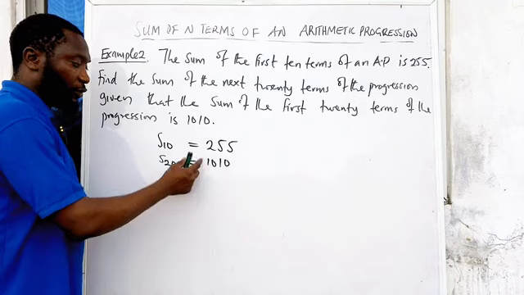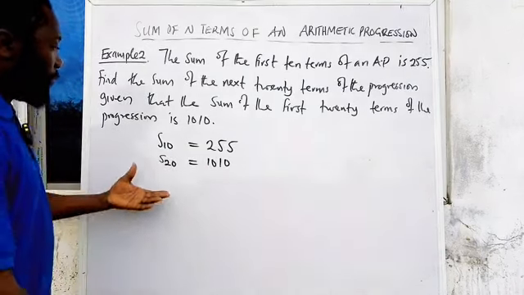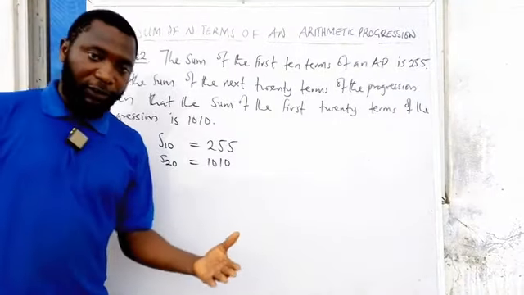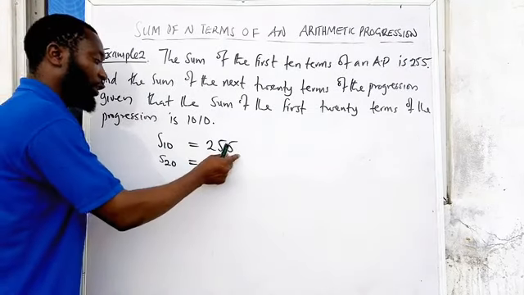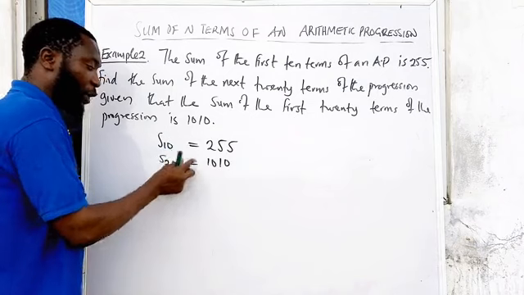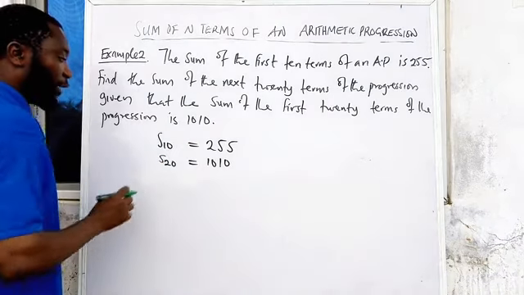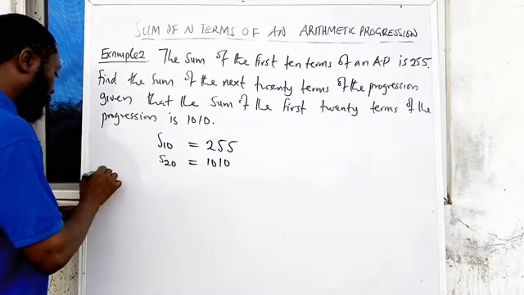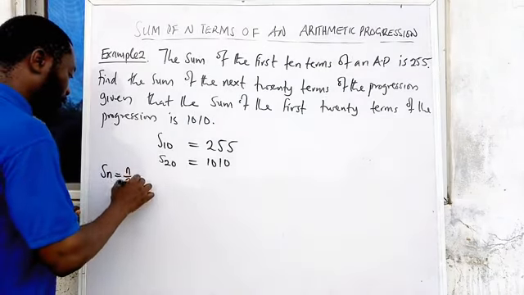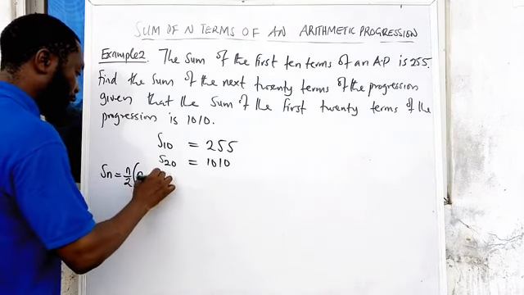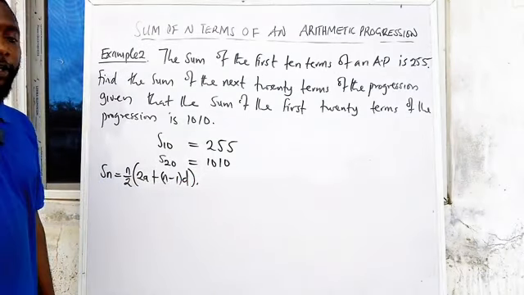Now, we can use these two to generate equations. Once we generate the two equations, then we solve them simultaneously. From the two equations we can generate the first term and the common difference. Now let's write out the formula for the sum of n terms. Sn equals n divided by 2, open bracket 2a plus n minus 1 d. Now this is the formula for the sum of n terms.